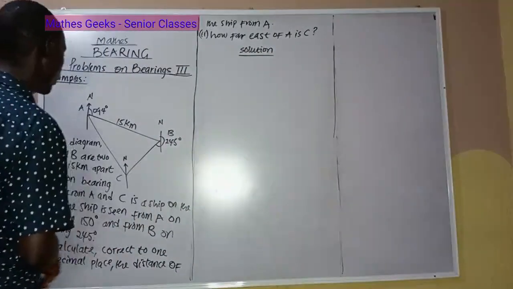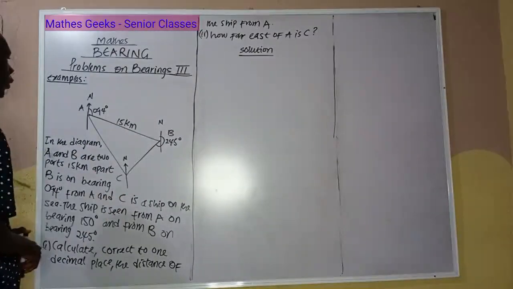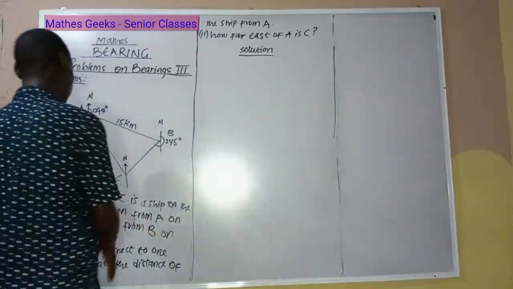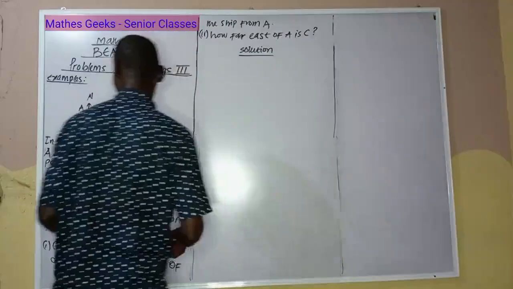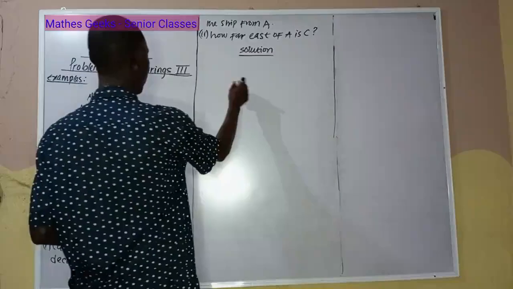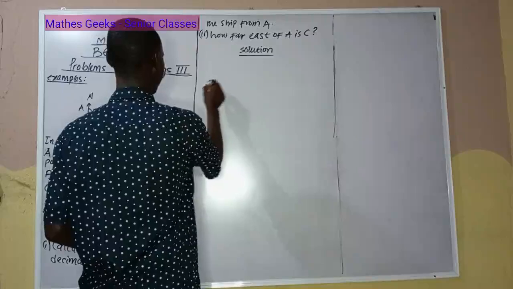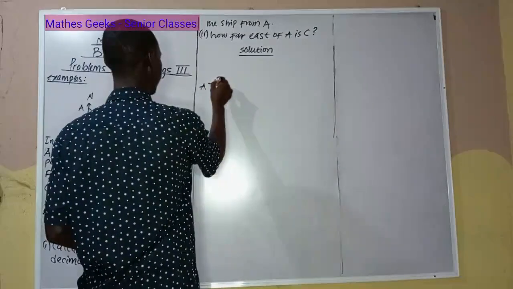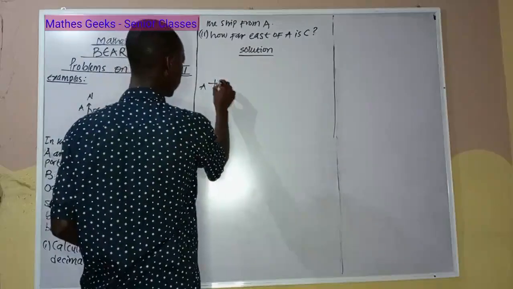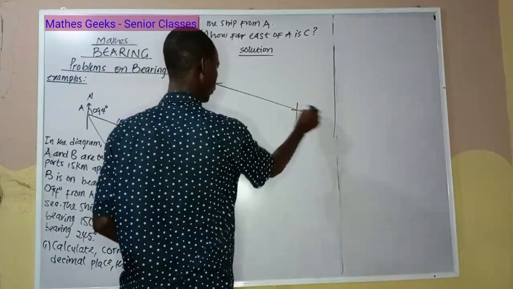Because we have been provided with a diagram, we're going to work with this diagram, but this is not the final diagram, so we're going to draw it again and work with the information that has been given to us in order to calculate for Roman figure 1 and Roman figure 2. This is point A, and we have point B.